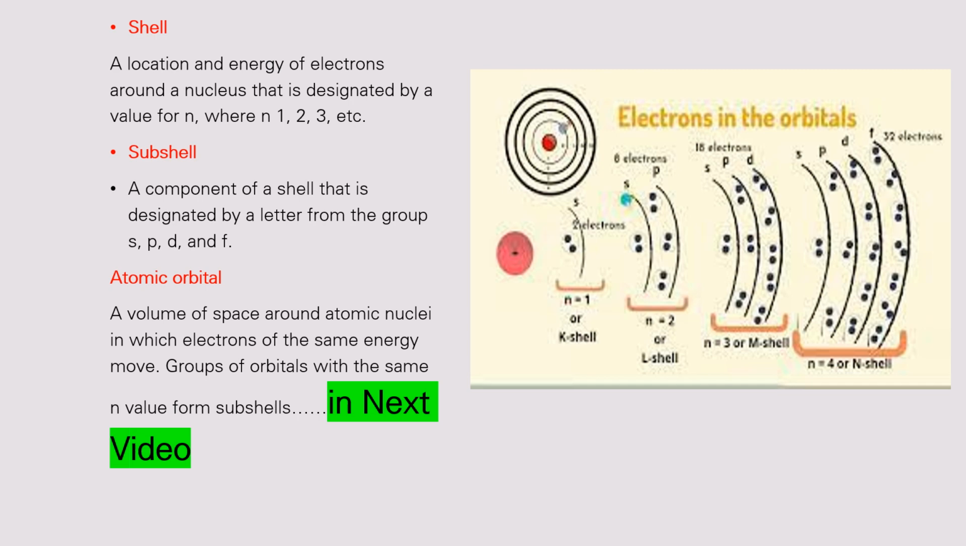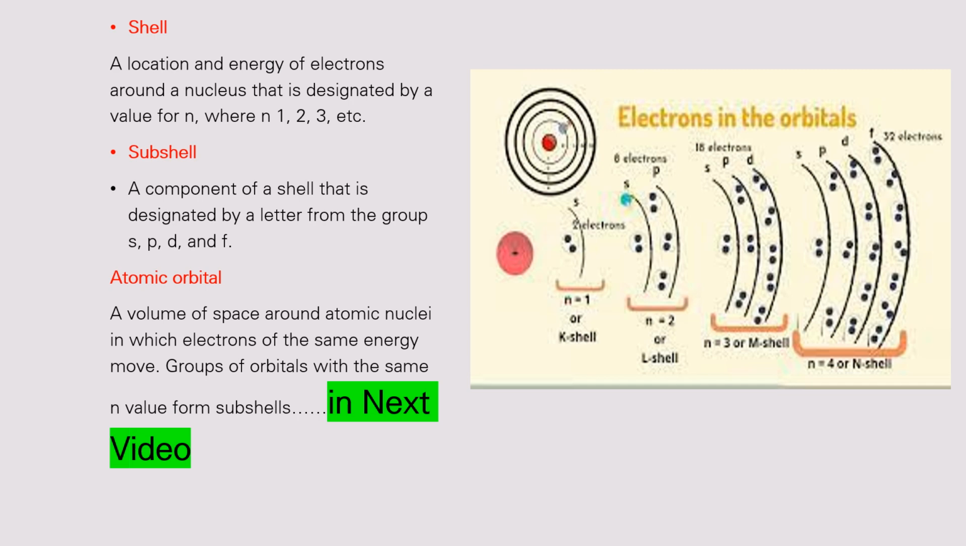These are called shells. Within each shell, there are further subdivided subshells. Look at this. This is n equals 1. The number of subshells is n minus 1, so 1 minus 1 is 0. That means this level is not subdivided. Look at n equals 2: 2 minus 1 means one more subshell, so it has two subshells. And n equals 3 is further subdivided into three subshells, S, P, and D. These subshells are designated by the letters S, P, D, F, and so on.